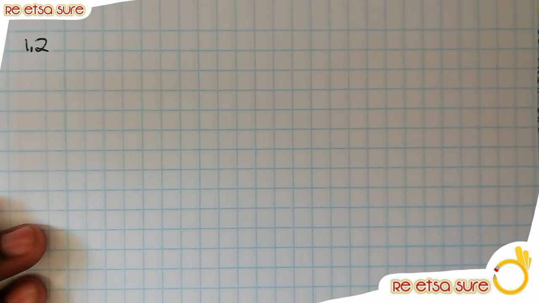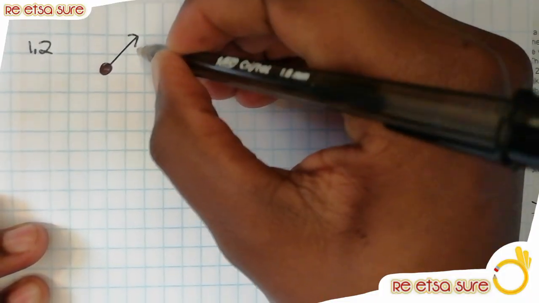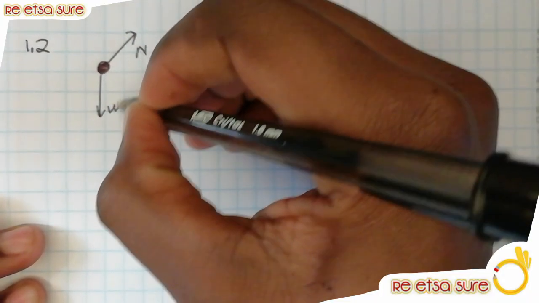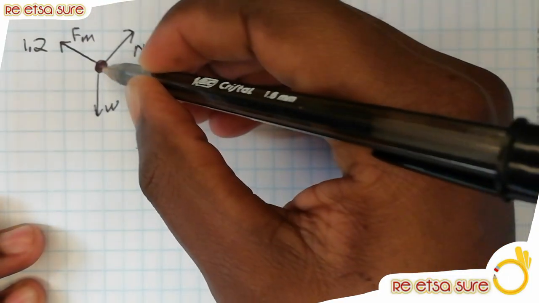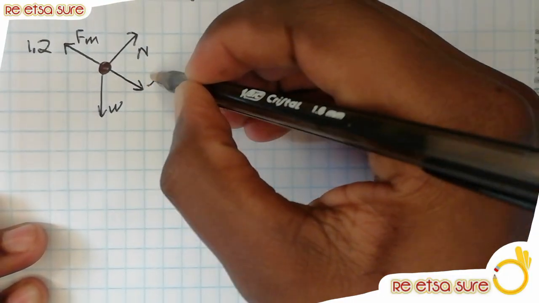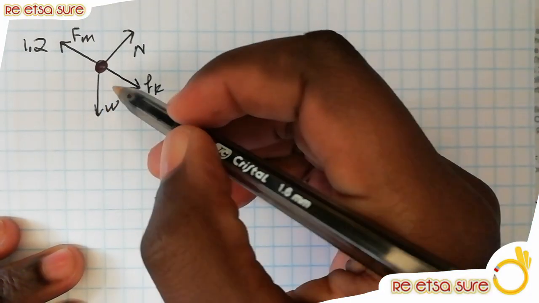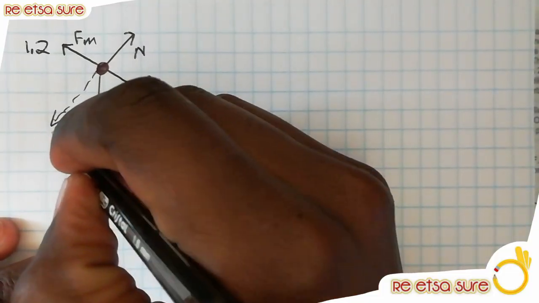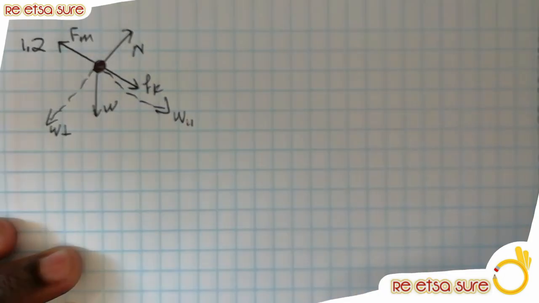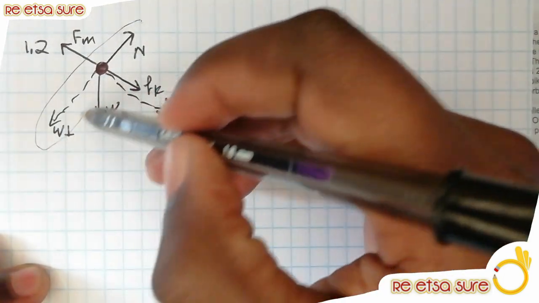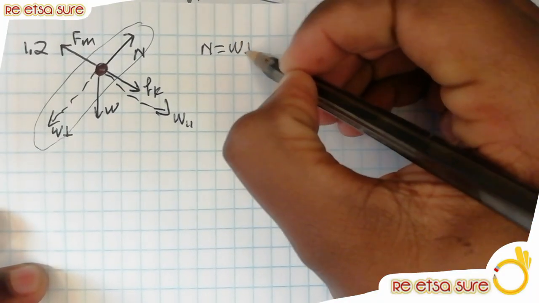Now the first thing that we need to do is to draw a free body diagram of our object. Normal force, weight, force of the motor, and there's frictional force. Now when you break down the components of the weight, we'll get weight perpendicular and weight parallel. Now you can clearly see that normal force is equal to weight perpendicular.